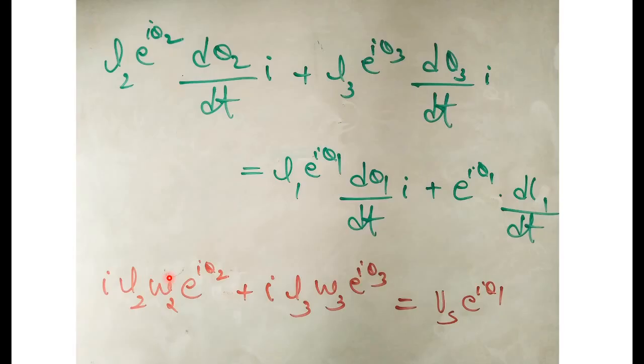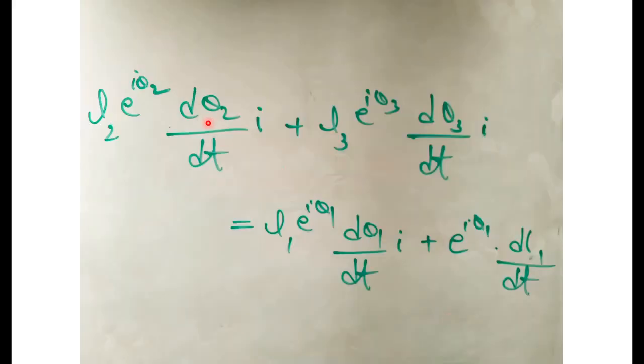Then next, you replace the e term with the cos and sine components. So what we can write: i into L2 omega 2 into, what is e raised to i theta 2? Cos theta 2 plus i sin theta 2. So put in bracket cos theta 2 plus i sin theta 2, plus i into L3 omega 3 into cos theta 3 plus i sin theta 3, is equal to Vs into cos theta 1 plus i sin theta 1.